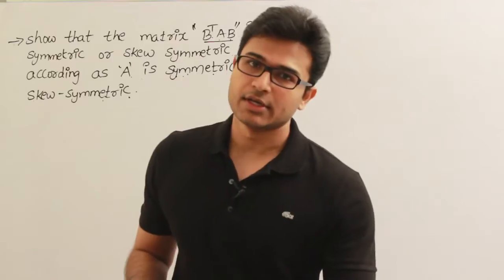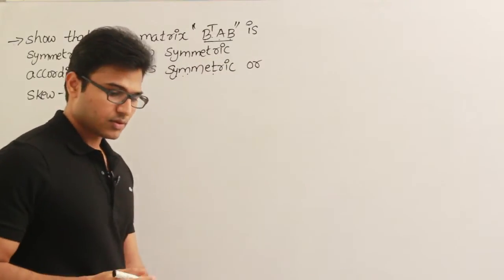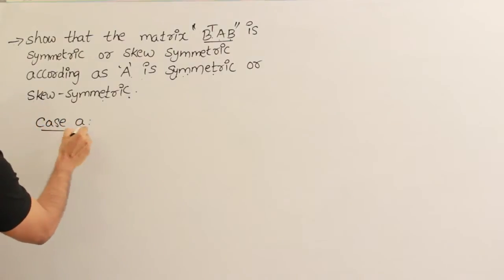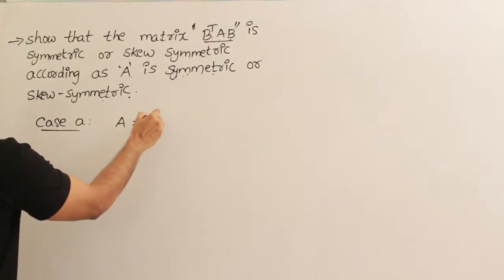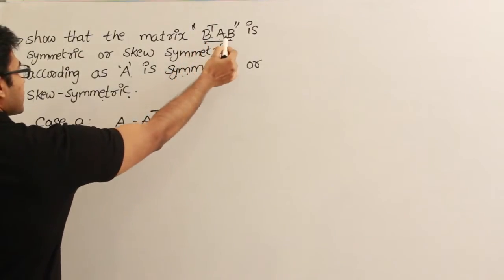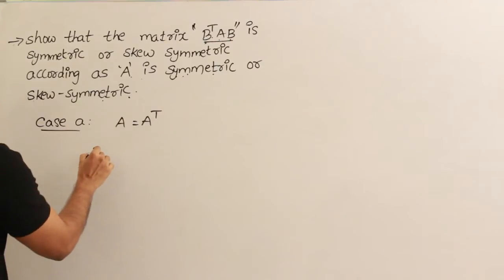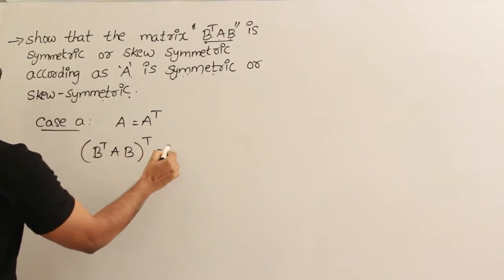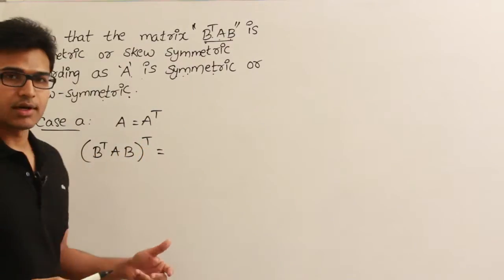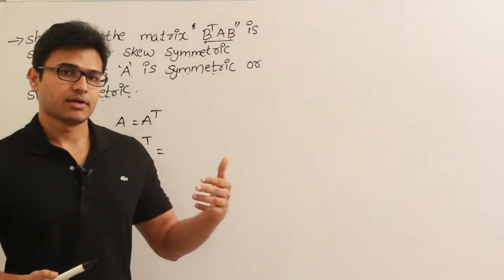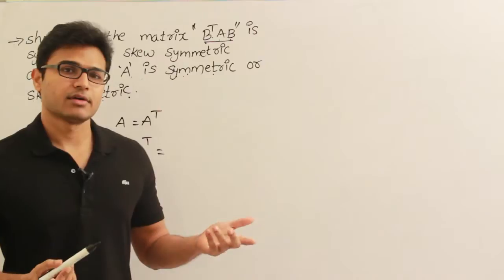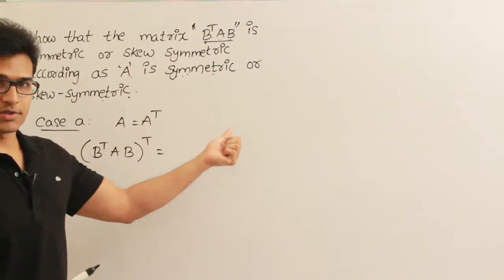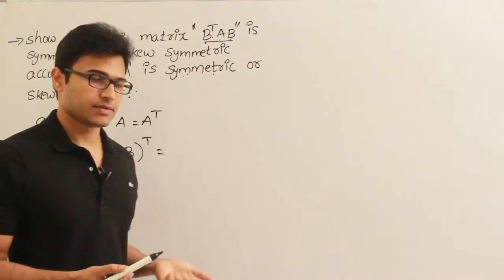So what do I mean by symmetric? A equal to A transpose, right? So let's first assume that case. Case A is symmetric, which means A equal to A transpose. In this case, we have to prove that this matrix is symmetric. So B transpose A B whole transpose equal to, in the previous example we have shown that the reversal law holds for n matrices, which means A1, A2, A3, and so on, transpose equal to AN transpose, A2 transpose, A1 transpose, right?